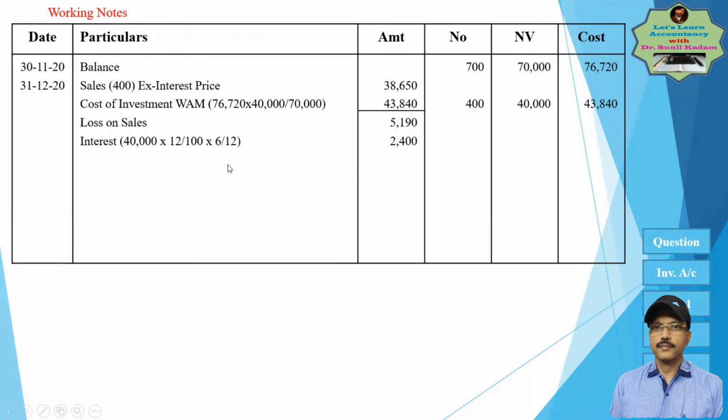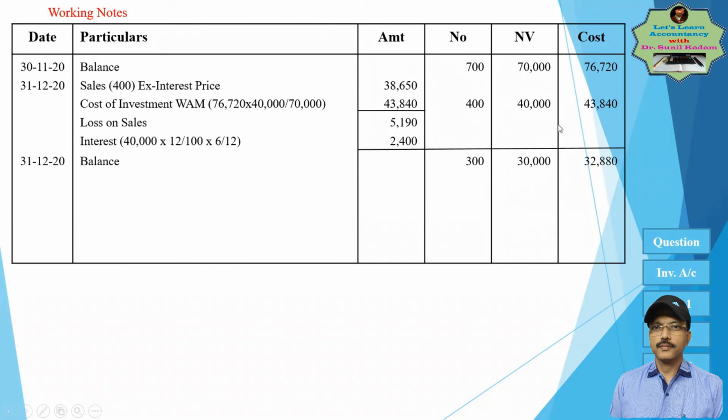Find out after sell how much is the balancing figure on 31st December. 700 minus 300, 400. Balance is 300. 70,000 minus 40,000, 30,000. 76,720 minus 43,840 is 32,880, the balancing figure.